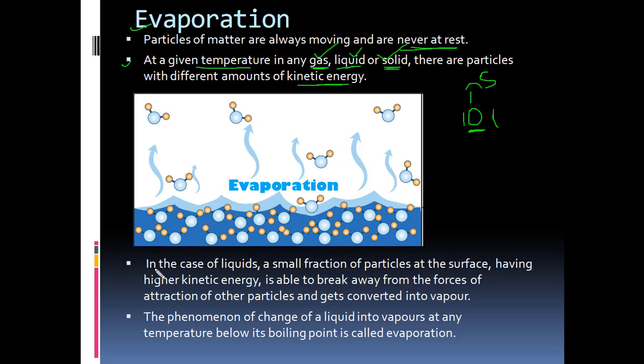In the case of liquids, a small fraction of particles at the surface having higher kinetic energy is able to break away from the force of attraction of other particles and get converted into vapor. So here, suppose we consider this is the surface of water. How is the water present? It is present in the form of different layers, layers after layers. These are the water molecules of the first layer.